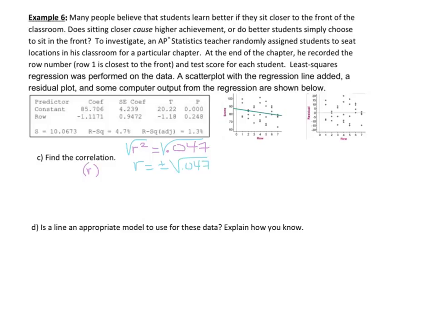Now, the way that you're going to know if it's positive or negative is based on your slope. And if you look at your slope, our slope is negative. So our correlation is going to be negative. And so all you need to do for this is take the square root of 0.047, make it negative, and you end up getting negative 0.217.